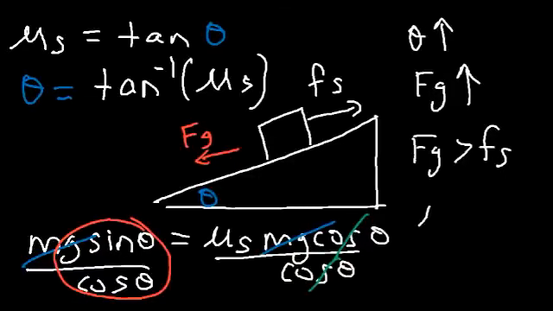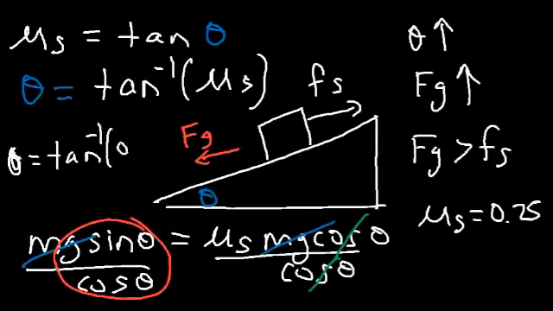So let's say mu s is 0.25, because I forgot to give that value. Therefore theta is equal to inverse tangent 0.25. So at an angle of 14 degrees, the box will begin to slide. That's the critical threshold point.